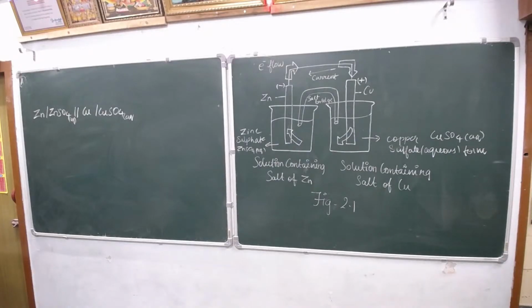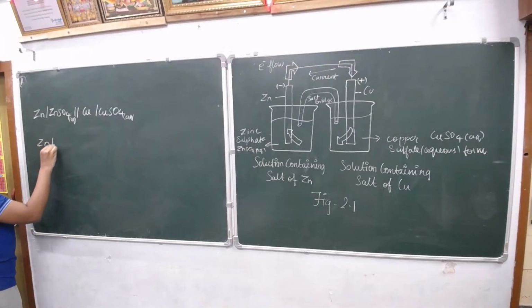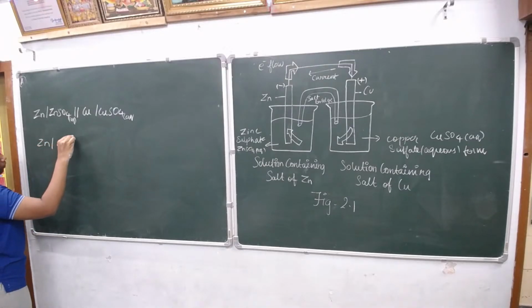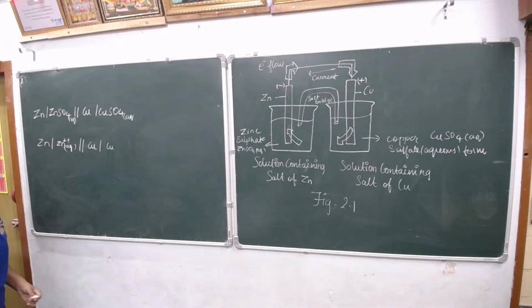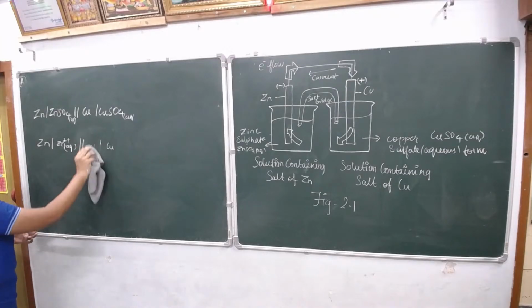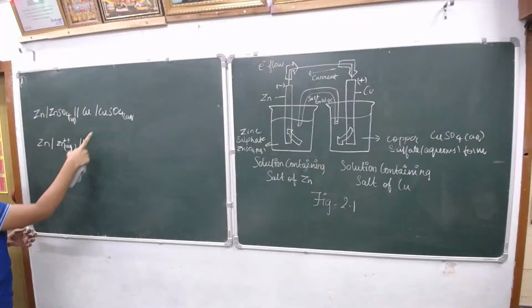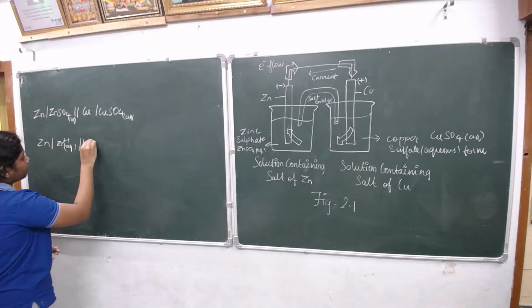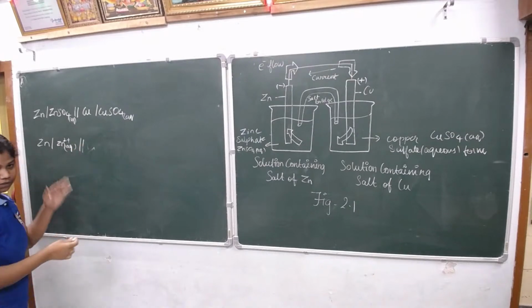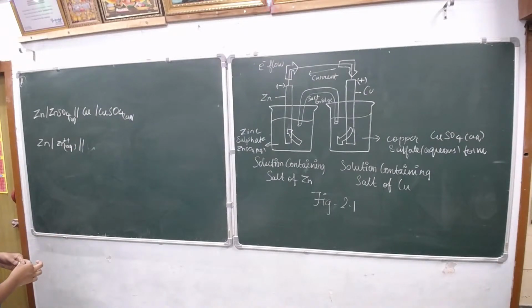Zinc rod dipped in zinc sulfate. And this can be given in terms of ions also. Zn bar Zn2 plus, it is understood. Put aq, it means aqueous solution of zinc sulfate. Similarly, copper. Now you have to reverse it. Copper sulfate should be written here, copper sulfate first, followed by copper. The electrode should be at the extreme end. Don't you know?